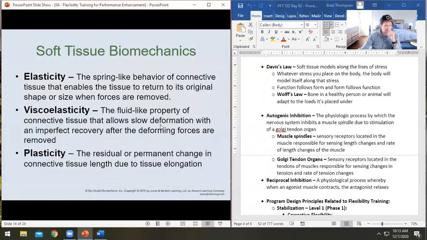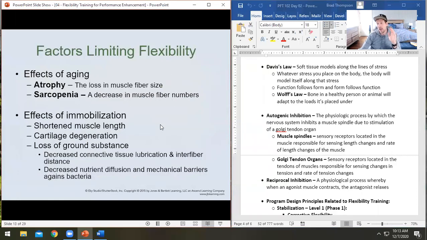Really quickly, where's Davis's law? There, okay, it's coming up. So as we get older, this is going to happen. We experience this over the course of our lifetime. And so as we get older, we can experience two different things that can happen in your muscles. We can experience atrophy, which is literally a shrinking of your muscle fiber size. That's something that happens as we get older. There's also sarcopenia, which is a decrease in the number of muscle fibers. So literally having fewer muscle fibers.